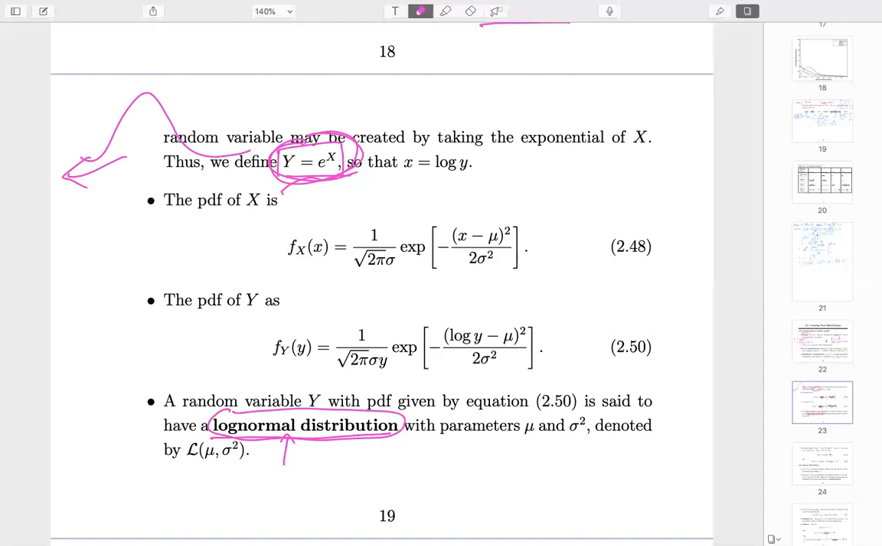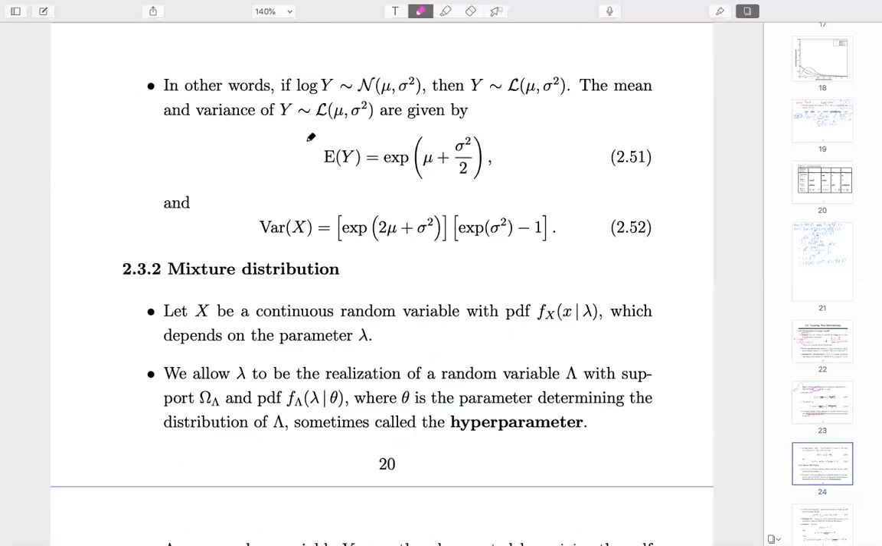Okay, so here is the result for the distribution. This is a PDF, and we have the result down here. If you have log normal, it means the log of it follows a normal distribution. This is the notation. Sometimes people write ln to denote log normal. In the textbook, the author simply uses a calligraphic L. We have these results.